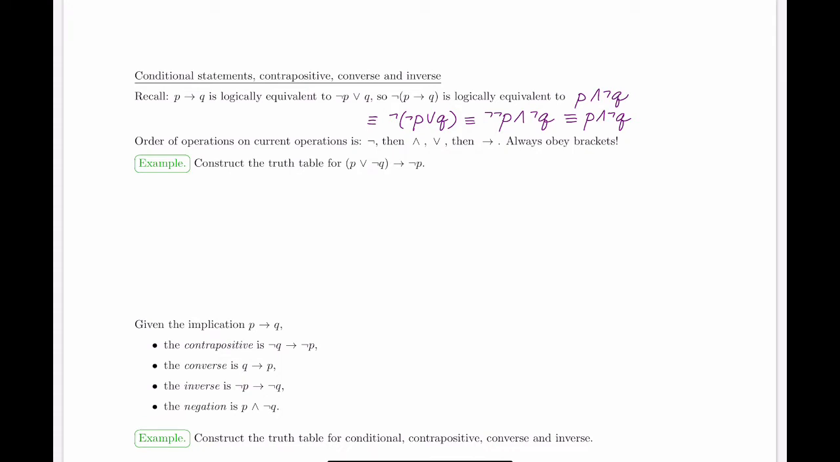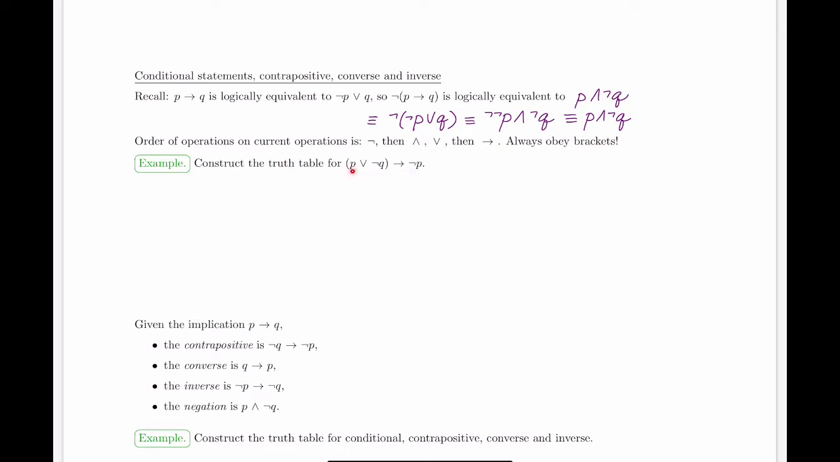The order of operations we've discussed: brackets always get obeyed, but the order of operations in general is first we apply the negation, then we apply the conjunction and disjunction, and the conditional comes last. So let's take a look at the truth table for this statement. It's been a lecture or two since we've constructed truth tables, so let's remind ourselves of how to do it.